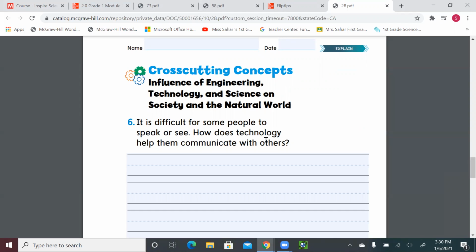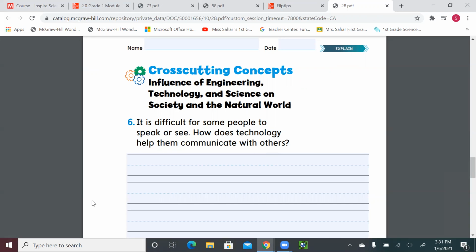It's difficult for some people to speak or see. And we saw there's the TTY telephone, where people can type their messages because they cannot hear the phone if it rings, so they cannot listen. So they write their message and receive the response. Or the people who cannot see, who are visually impaired, use signal sounds to help them communicate or find their way. So over here, it's difficult for some people to speak or see. How does technology help them communicate with others?